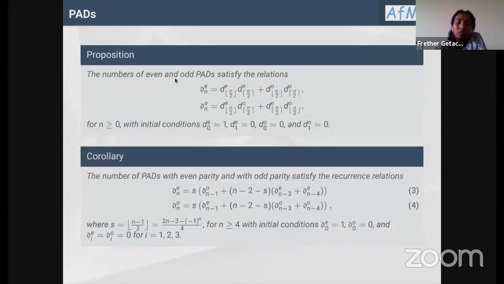So the first result is a formula for these two numbers, the numbers that count the even parts and the numbers that count the odd parts, in terms of the numbers that count the even and the odd derangements in this way. And the corollary is that these two numbers satisfy these two recurrence relations, where S is this number, with given initial conditions.